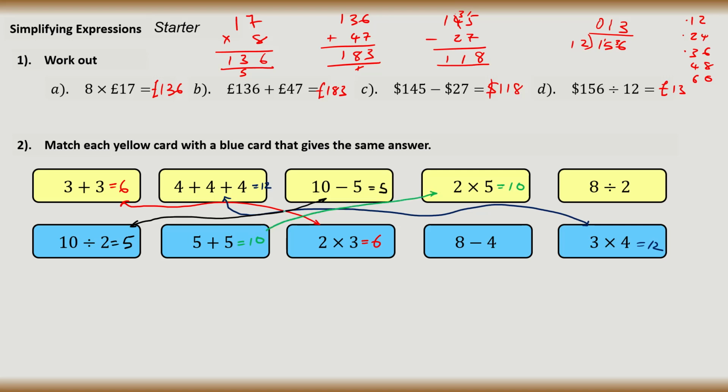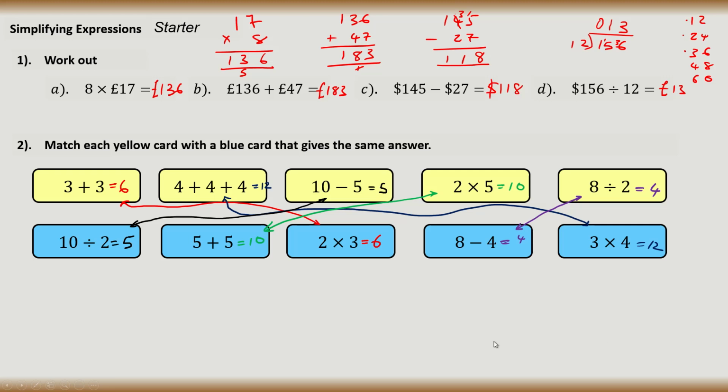We can join those two together. And the final one I've got, don't know if I've got any colors left. What have I got here? Oh, purple. Go with purple. 8 divided by 2 is 4, so I'm looking for 4. And 8 minus 4 is also 4, so those two match up. Fantastic. Good.